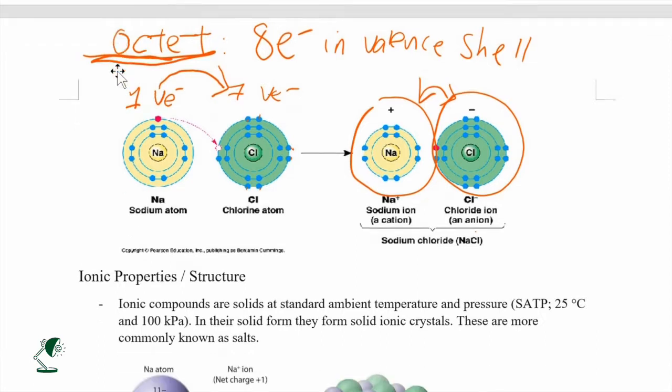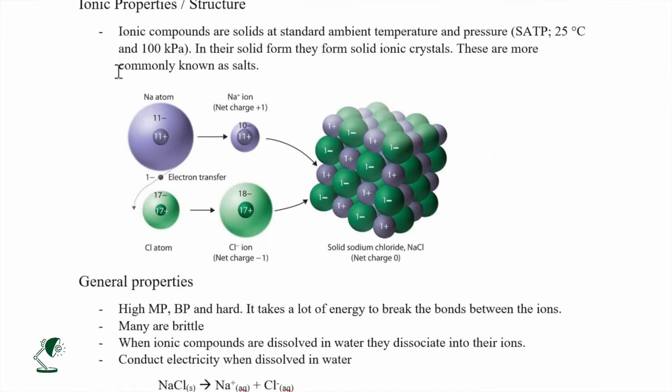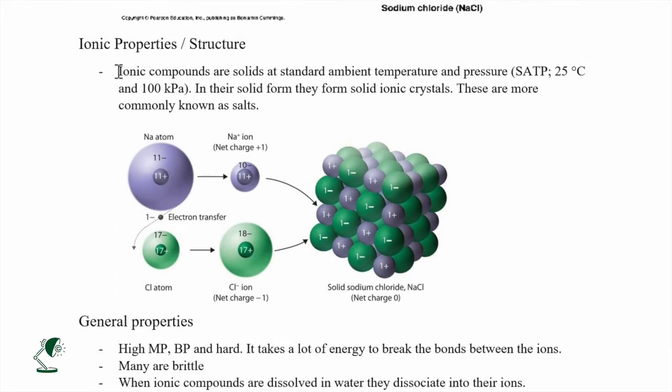Okay, so let's move to some properties of ionic compounds. Ionic compounds are solid at standard ambient temperature and pressure. When we say SATP, we're referring to standard ambient temperature and pressure, because we want to get the temperature and pressure values in the same condition. Just as a side note, when we say SATP, we're referring to 25 degrees Celsius and 100 kPa.